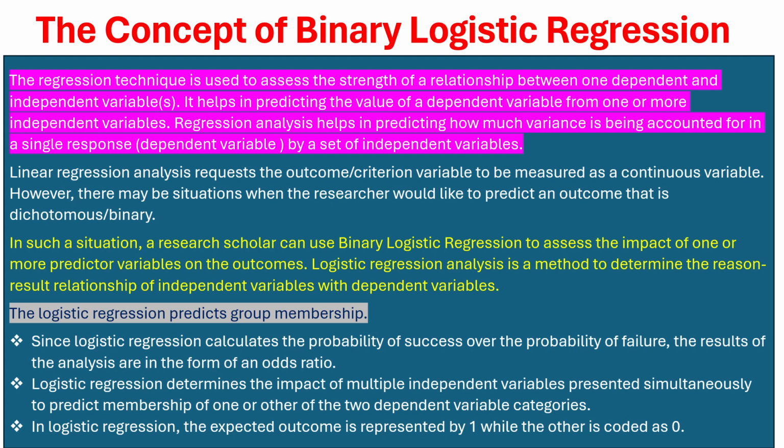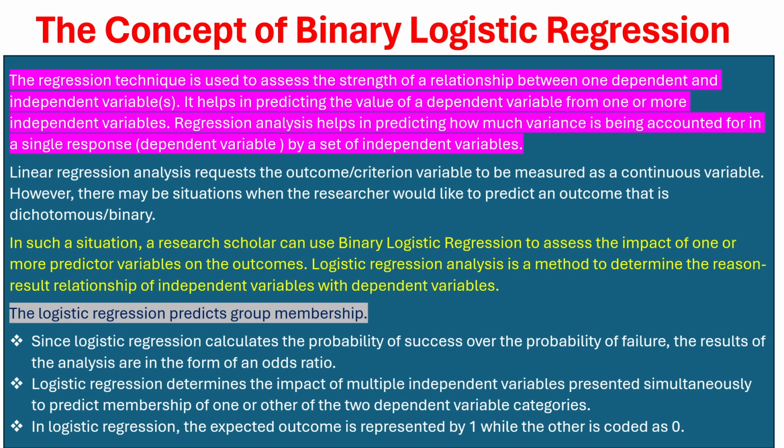The regression technique is used to assess the strength of a relationship between one dependent and independent variables. It helps in predicting the value of a dependent variable from one or more independent variables. Regression analysis helps in predicting how much variance is being accounted for in a single response, that means the dependent variable, by a set of independent variables. Linear regression analysis requires the outcome or criterion variable to be measured as a continuous variable.